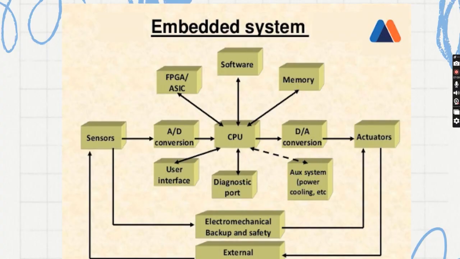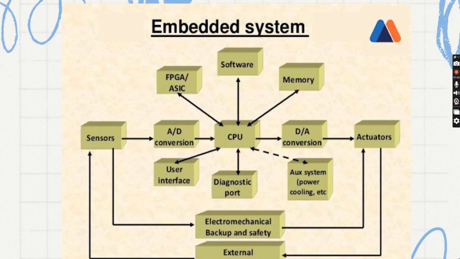CPU can be a microprocessor, microcontroller, or a chip, and we can use various types of CPUs. And here we start our embedded system from sensors. Sensors take data. Data can be analog or digital, and the data goes through the ADC. ADC means analog to digital converter. It converts analog signals to digital signals, and then it gives signals to the CPU.